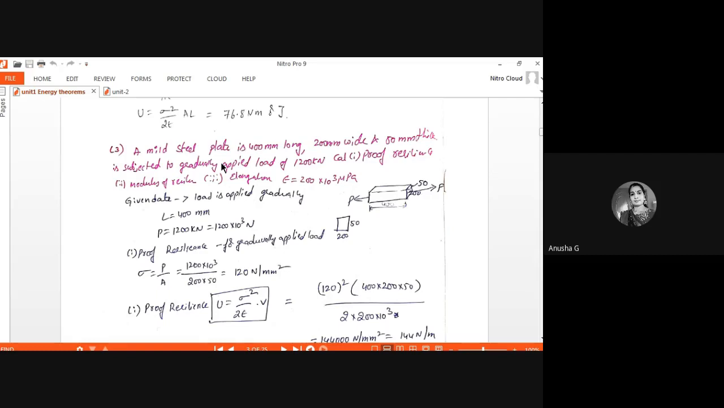Next, first we have to calculate the proof resistance. What is proof resistance? Proof resistance is nothing but the maximum energy that is stored in the body. For proof resistance, first we have to calculate the sigma. Sigma is P by A, that is 1200 into 10 cubed by the area of the bar, 200 into 50. That is 120 Newton per mm square.